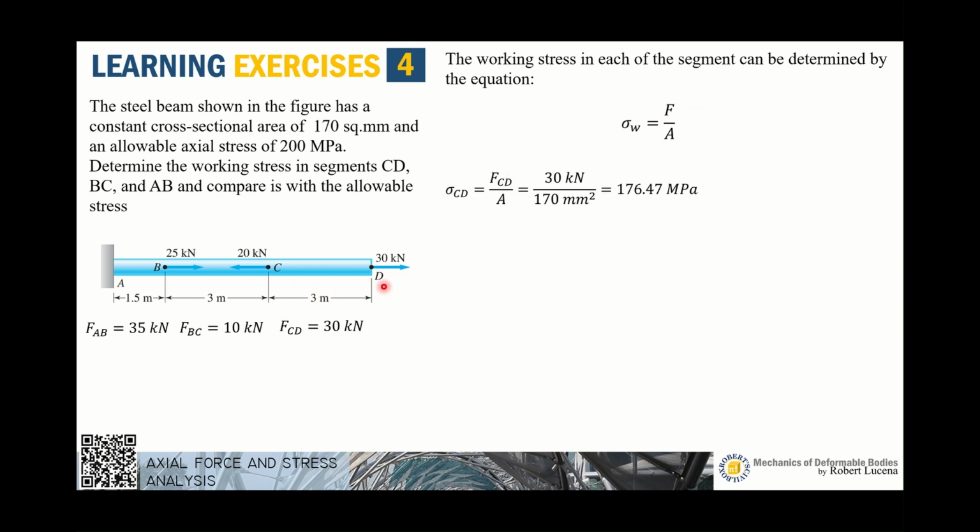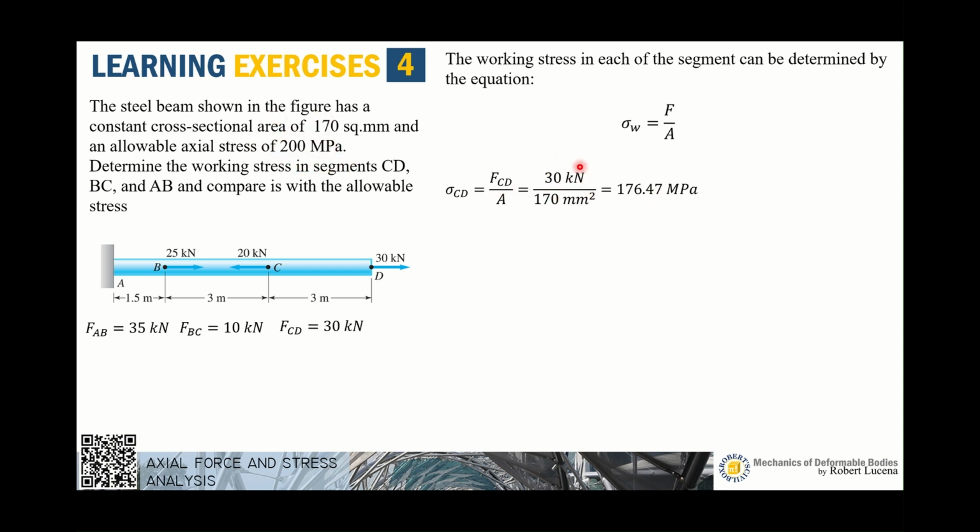So for segment CD, the internal reaction is 30 kilonewton. This 30 kilonewton causes an internal stress of 30 divided by 170, you have 176.47 megapascal. Okay, so as you can see, the allowable axial stress is 200 megapascal.